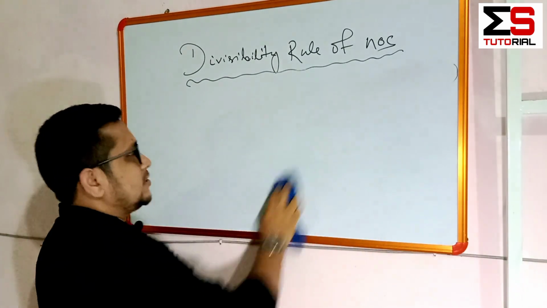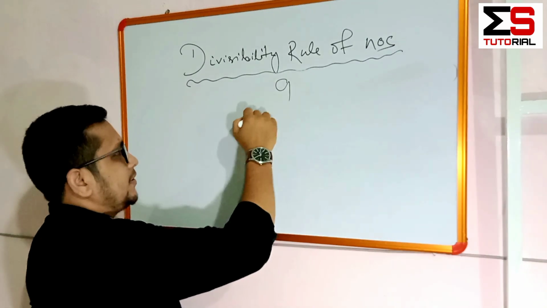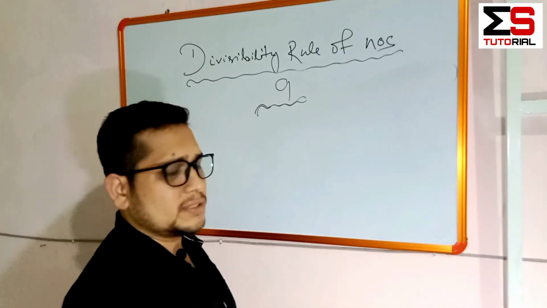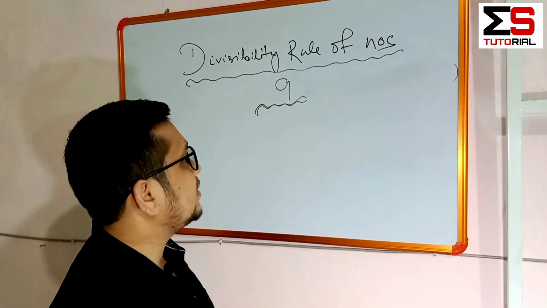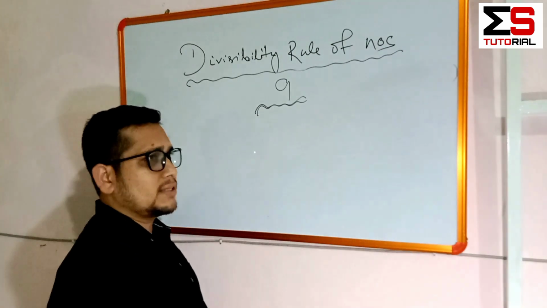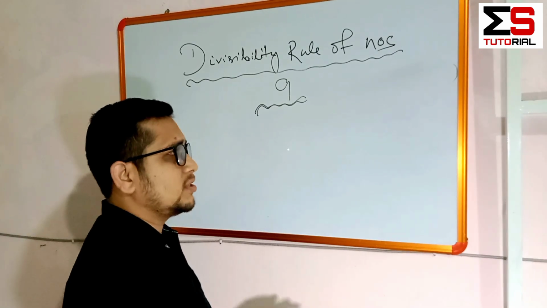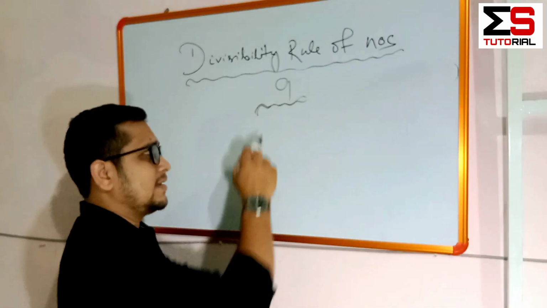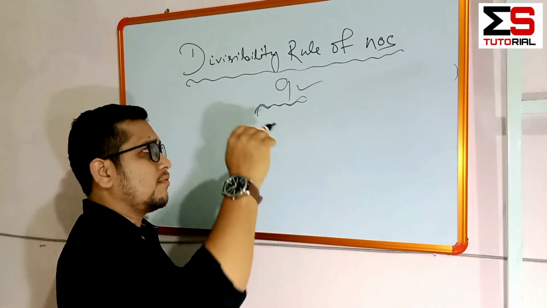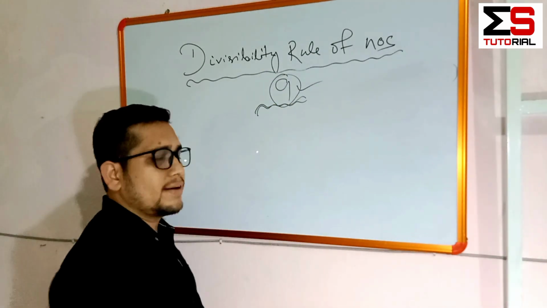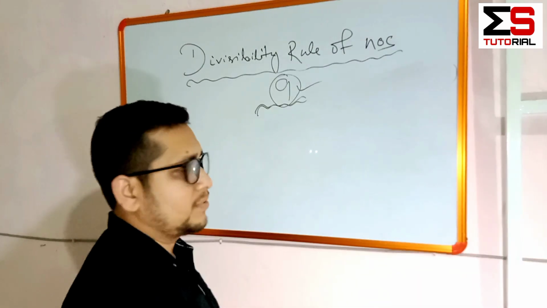Next, the divisibility rule of 9. The divisibility rule of 3 is equivalent to the divisibility rule of 9. As I said, a number is divisible by 3 if the sum of all the digits of the number is divisible by 3. Like that, if the sum of all the digits of a number is divisible by 9, then the entire number will be divisible by 9.